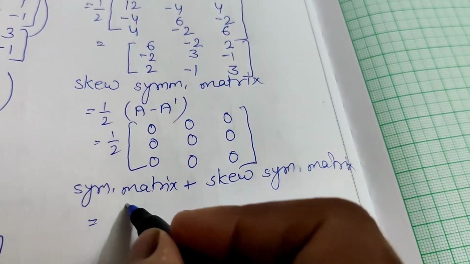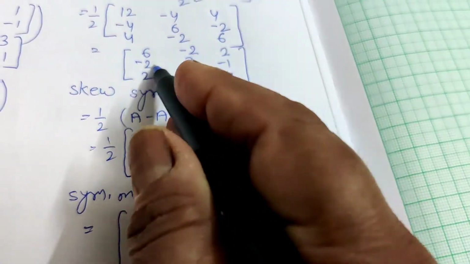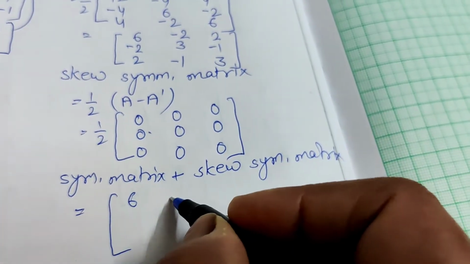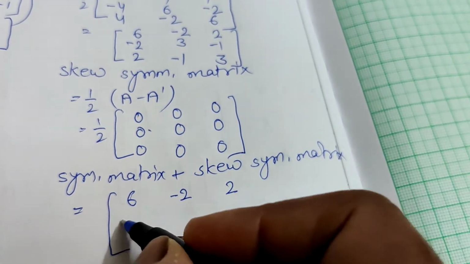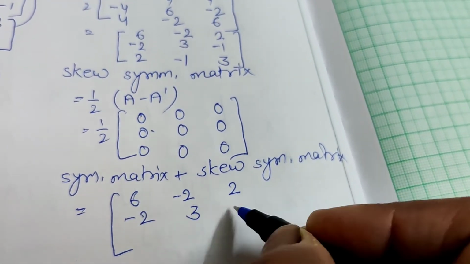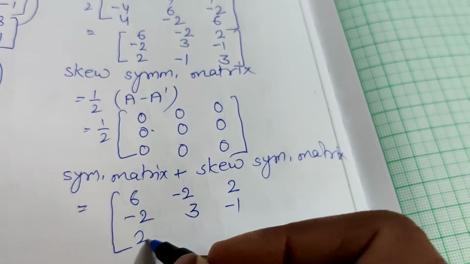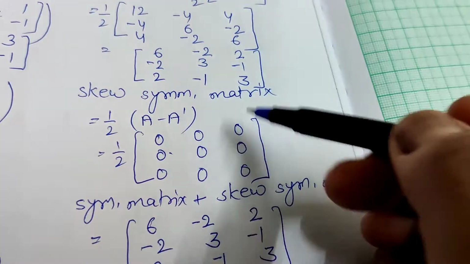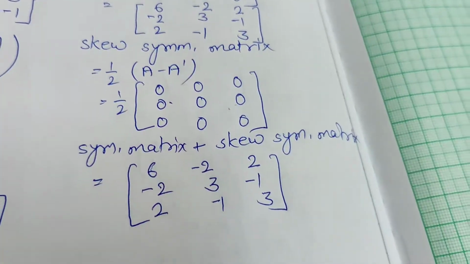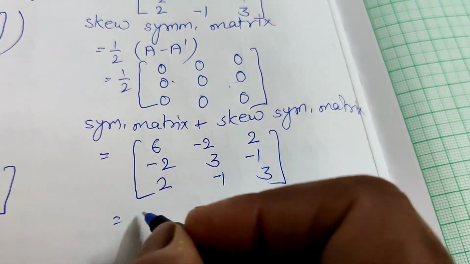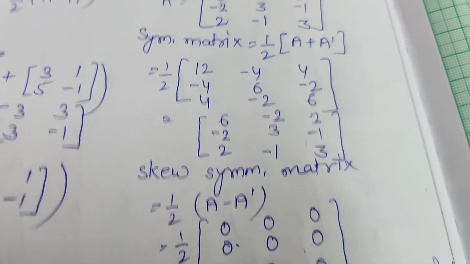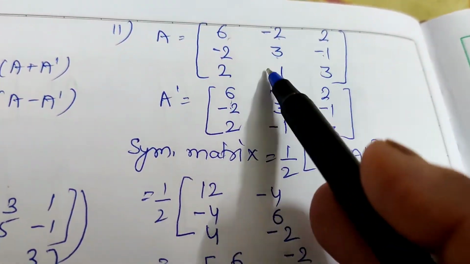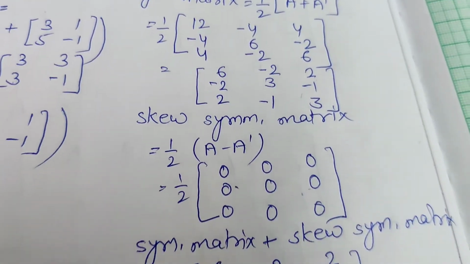Add, so we will get 0, 0. So already 6 minus 2, 2. The same matrix. 2 minus 1, 3. If we add 0, 0, the same will go. This is the original matrix. The original matrix is the given that 6 minus 2, same. Okay.